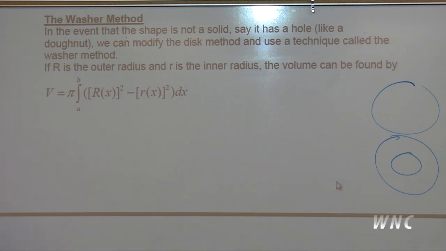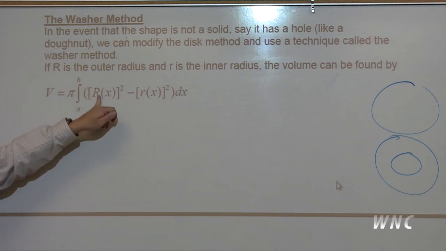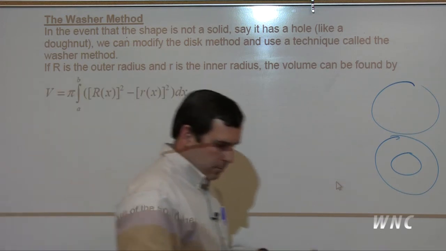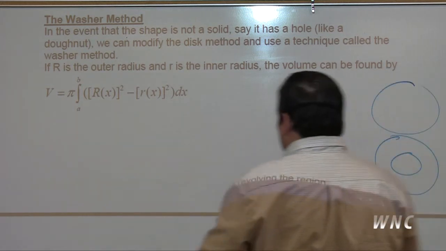In the event that the shape is not solid, say it has a hole like a donut, we can modify the disk method and use a technique called the washer method. If capital R is the outer radius and little r is the inner radius, the volume can be found by pi times the integral from a to b of capital R of x squared minus little r of x squared dx. So let me just draw a picture of that.